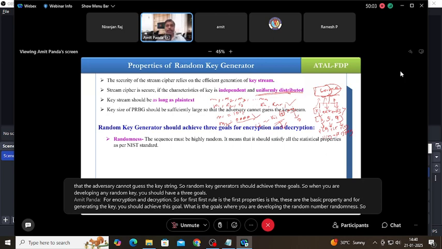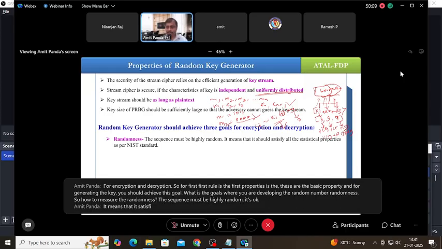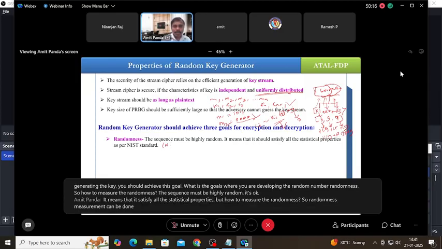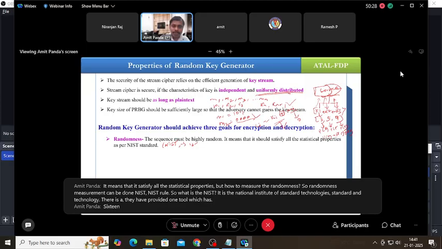So how to measure the randomness? The sequence must be highly random. It means that it satisfies all the statistical properties. But how to measure the randomness? So randomness measurement can be done by the NIST rule. So what is the NIST? It is the National Institute of Standards and Technology. They have provided one tool which has 16 tests. Okay. So these 16 benchmark tests have to be applied.